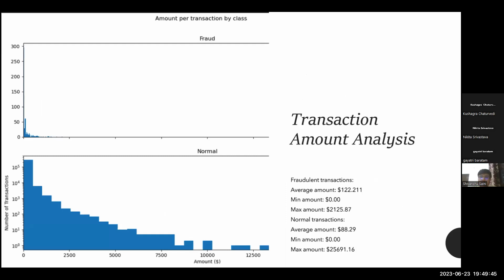Now, transaction amount analysis. Analyzing the transaction amount provides insights into spending patterns for fraud and normal transactions. Descriptive statistics such as average, minimum, and maximum transaction amount help us understand the range and distribution of transaction values. Comparing the transaction amount between fraud and normal transactions using histograms allows us to identify potential differences and anomalies.